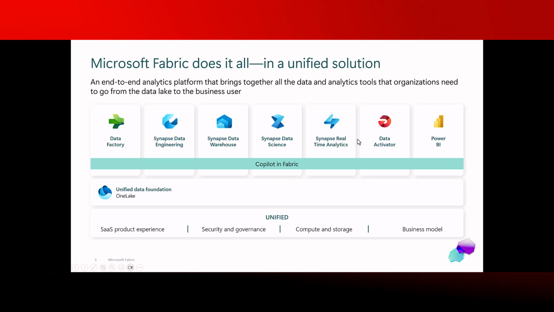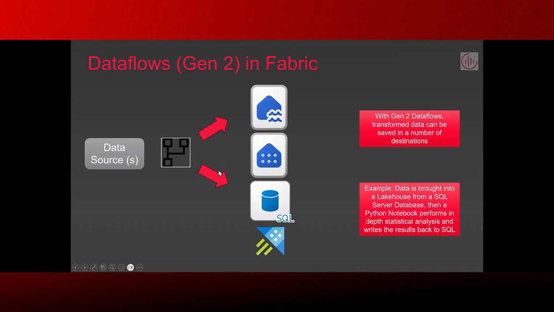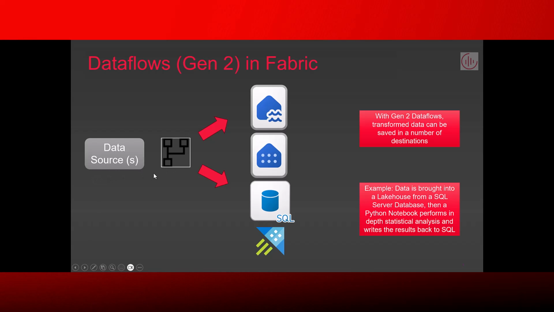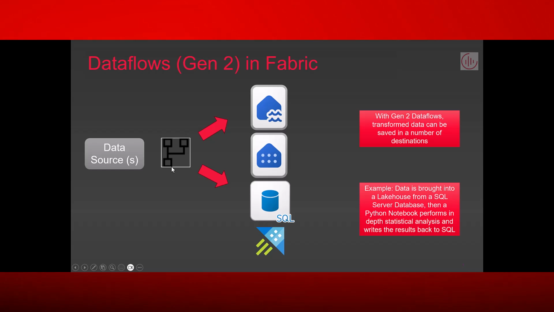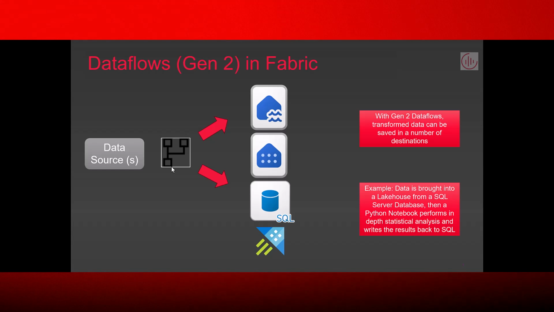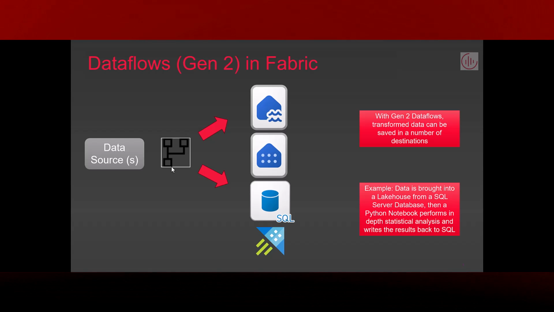So the next thing we have here is just a quick explanation of what Data Flows Generation 2 do. So just like the previous data flows, they connect to the source, they pull in data, you can put any transformations that you might want to put into the data flow and then publish that data flow. But the big difference really is that the data can be saved into various different places.